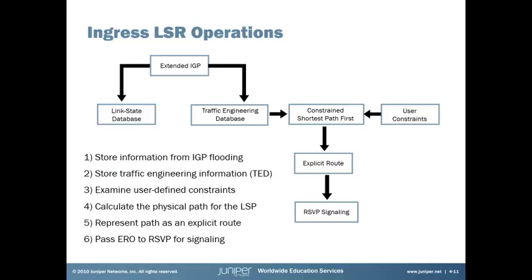So step one is information is stored from the IGP flooding. So it's the IGP link state information that is stored. The stored traffic engineering information is stored in this traffic engineering database, or TED. The constraints are examined. It then calculates a physical path for the LSP. It then builds an explicit route object. It then gives the explicit route object to RSVP. So they are the 6 steps, basically, that CSPF uses.